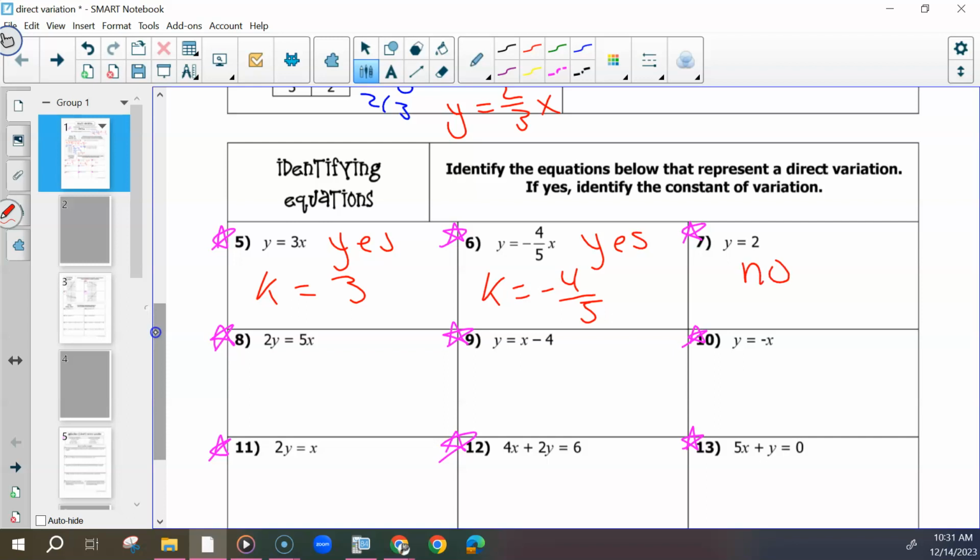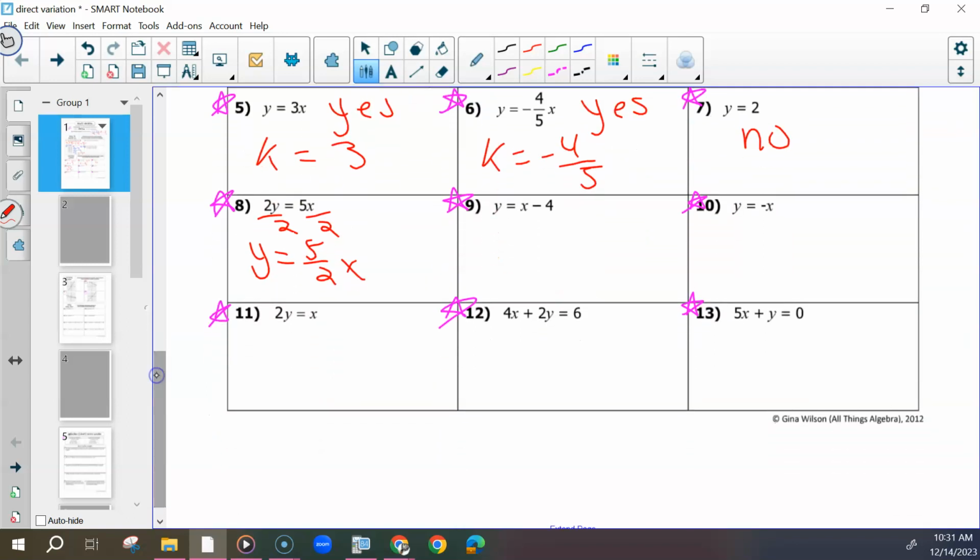Number 8 we have to solve. Divide both sides by 2. Is this direct? Yes. What is the k value? 5 over 2. What about 9?